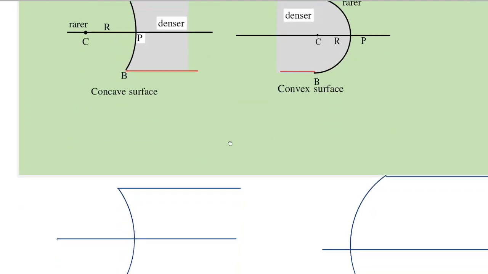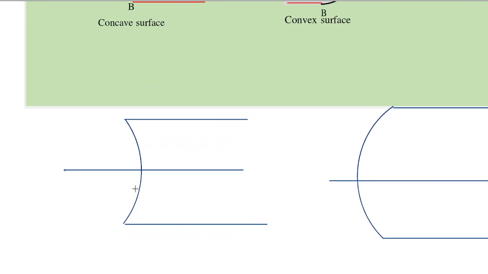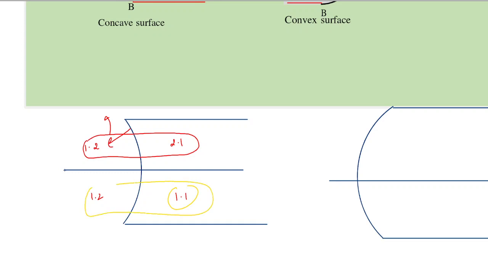To understand this, there is a diagram here. For example, imagine that the refractive index here is say 1.2 and here it is 2.1. In this case, the concave side is facing the rarer medium. So for these values, this behaves like a concave refracting surface. Let's assume that this is 1.2 and this is 1.1. So here the convex side is facing the rarer medium. Hence for these indices, it behaves like a convex refracting surface.